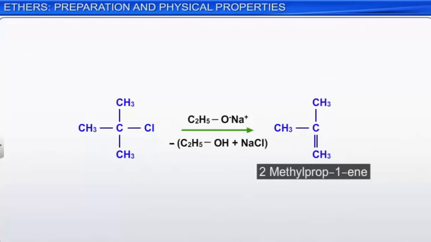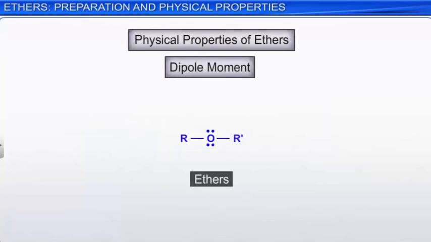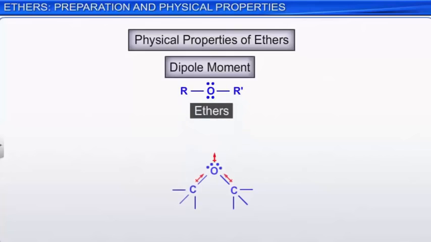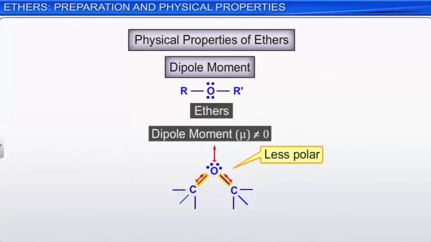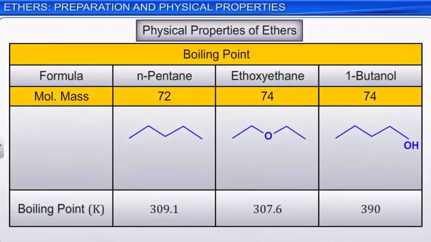Let's consider the physical properties of ethers. Ether molecules have a net dipole moment. The carbon-oxygen bonds are polar and arranged in space such that the dipoles do not cancel. However, ethers cannot participate in intermolecular hydrogen bonding with other ether molecules. The boiling points of ethers are similar to the boiling points of alkanes with comparable molecular masses.